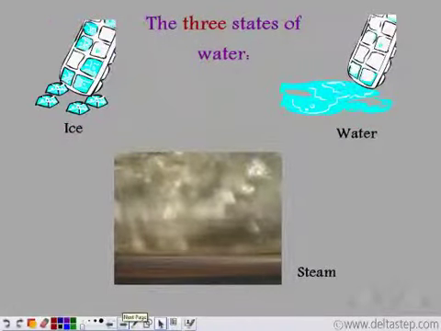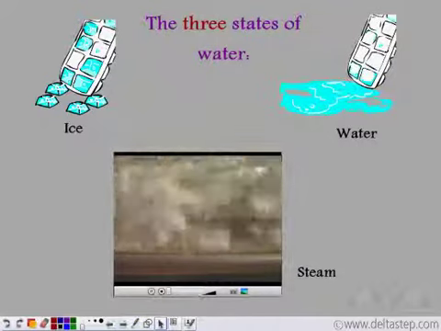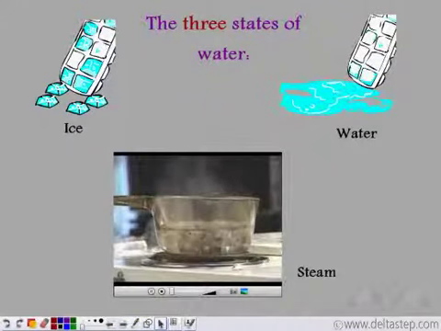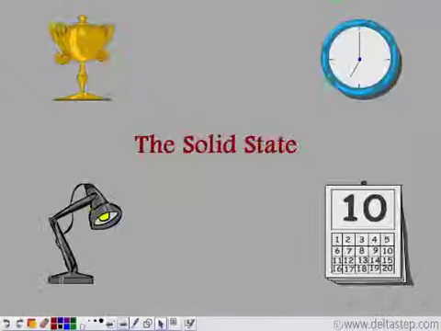You must have seen the three states of water. The solid form of water is known as ice. This is the solid state of water. The liquid state of water is known as water. And the gaseous state of water, you must have seen that when you boil water, the steam comes out. So this is the gaseous state of water.